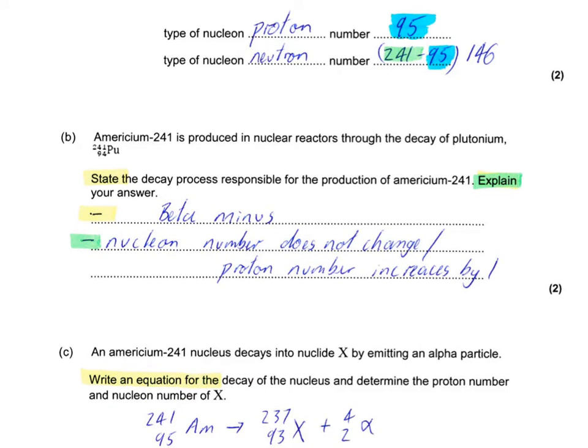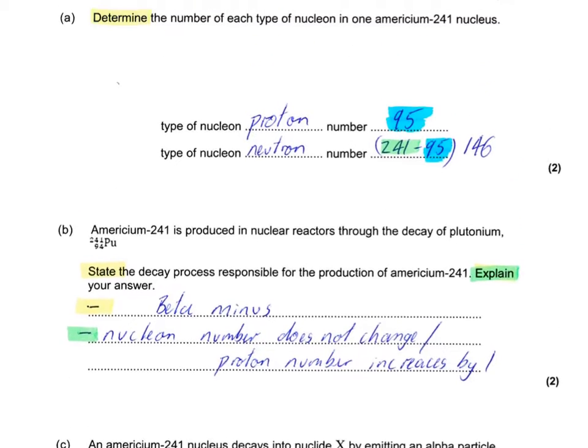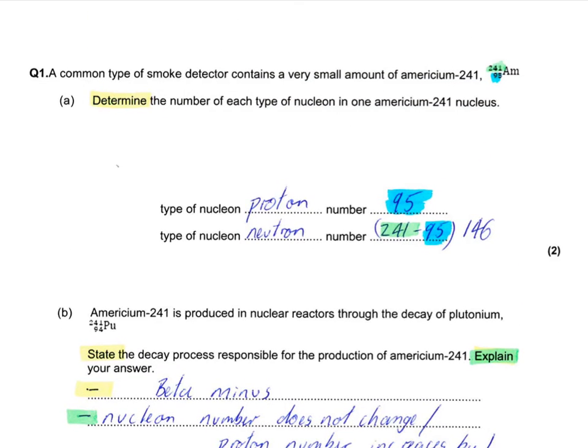It's produced in nuclear reactors through the decay of plutonium. State the decay process responsible and explain your answer. So I've split this into two answers, the state what's going on and the explain. So we've got the americium, and I'll just pull that back in, that's 241, 95. The plutonium it comes from is 241, 94.